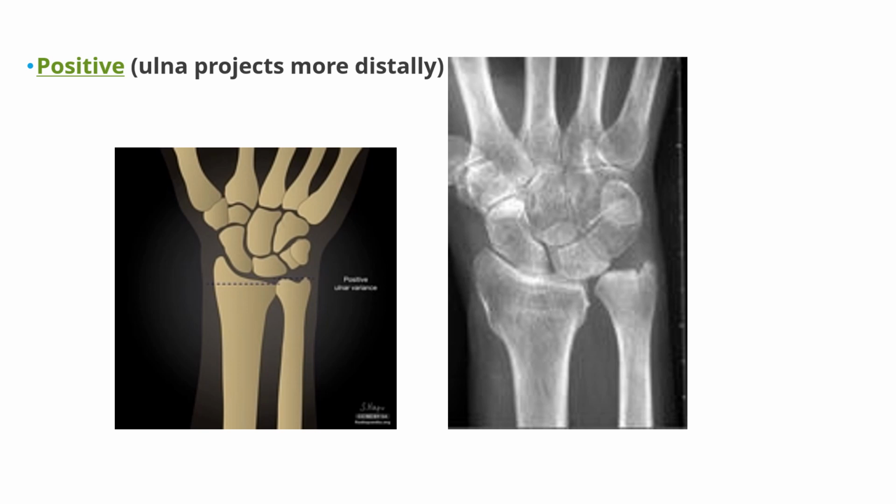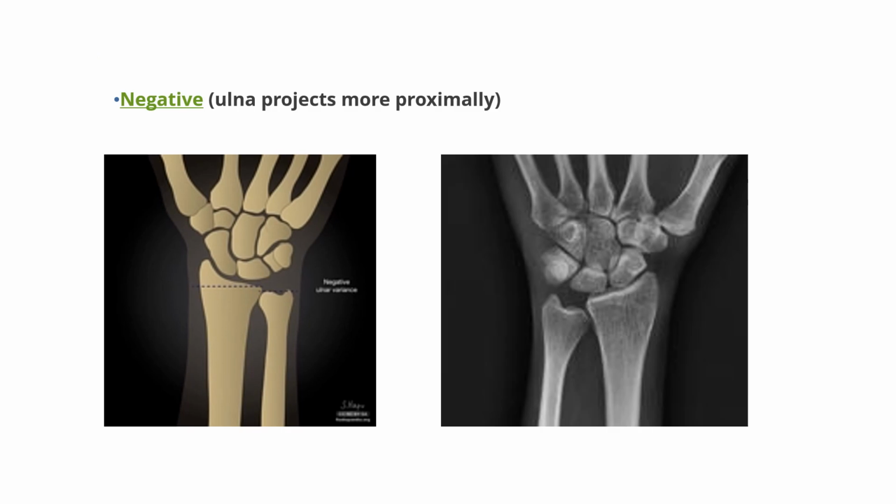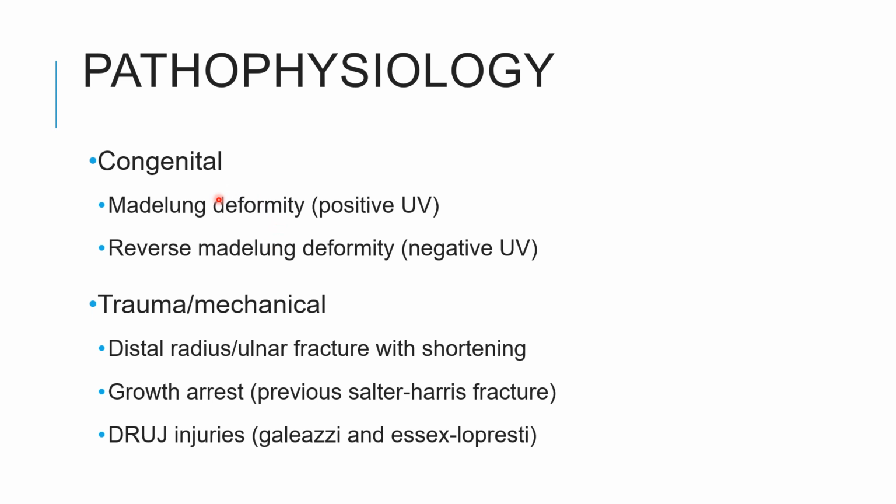Here you can see in this image, the ulna is more distal compared to the distal articular surface of the radius. Next is negative ulnar variance. Here you can see the distal articular surface of the ulna is more proximal compared to the distal articular surface of the radius. So what is the pathophysiology?